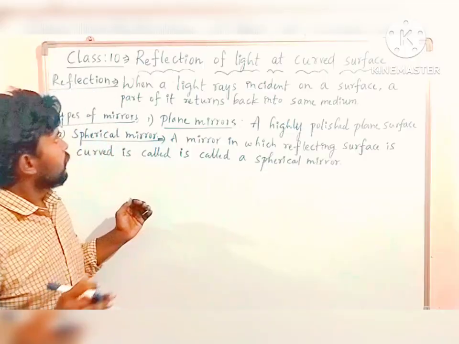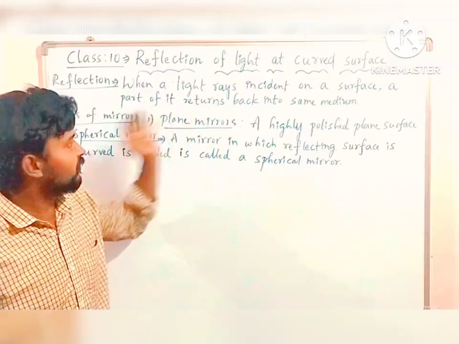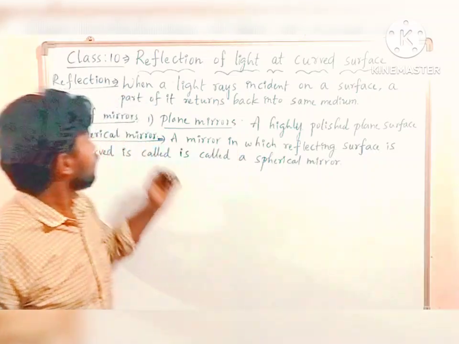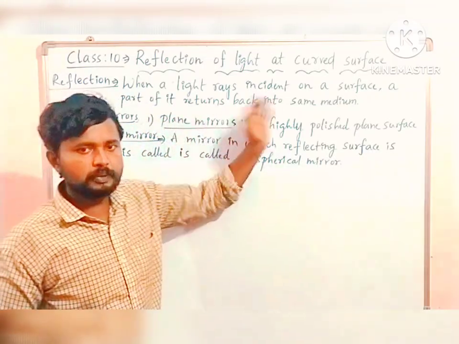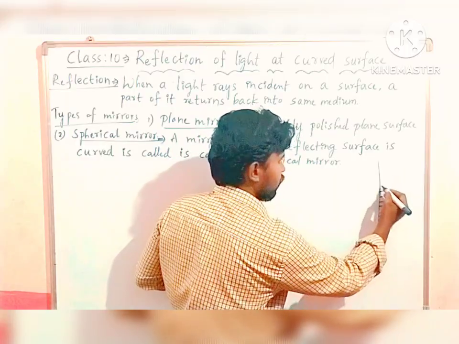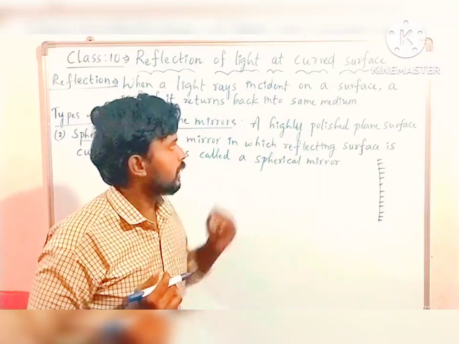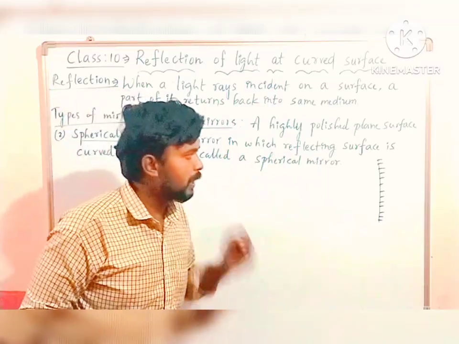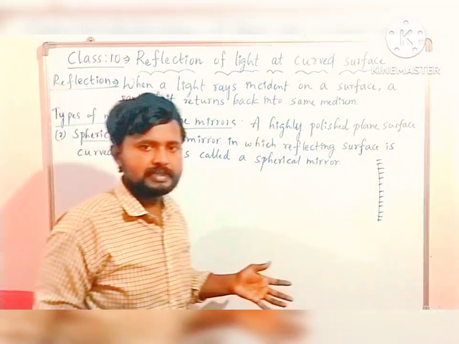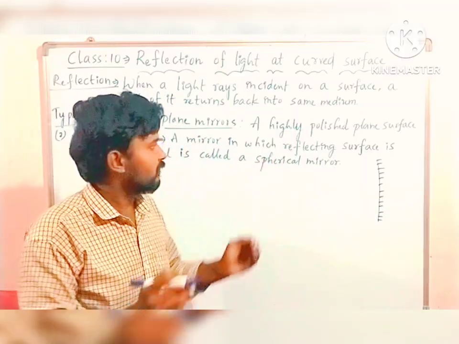Before understanding reflection at a curved surface, we have to understand what reflection means. When light rays are incident on a surface, a part of it returns back into the same medium. For example, when we throw a ball towards a wall, it returns back. It is called a reflection. In the same way, when a light ray falls on a hard or highly polished surface, it returns back. It is called a reflection of light.